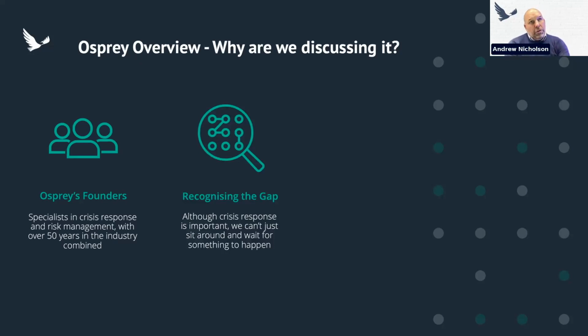Secondly, I think there's a need for us to recognize the gap that exists, that is being filled, but that can exist between risk management and crisis response. Historically, they have been, or on occasions been, perceived as quite separate processes and procedures and functions for an organization to follow. But really, we need to close that gap. We can't just sit around and wait for something to happen and then deal with it through a crisis response process.